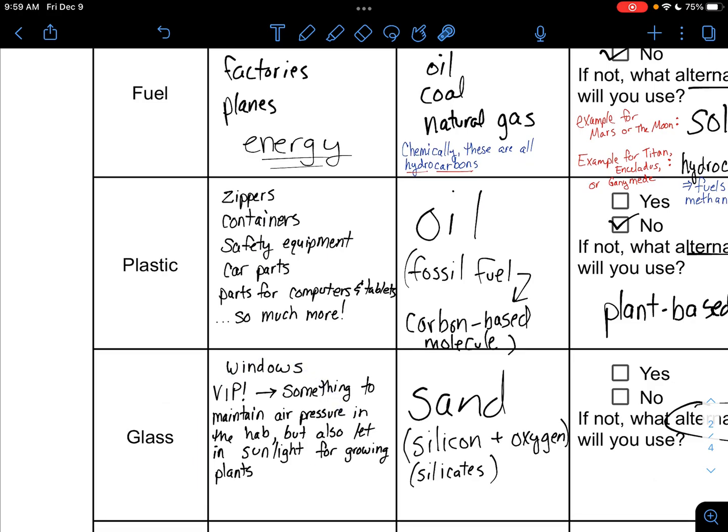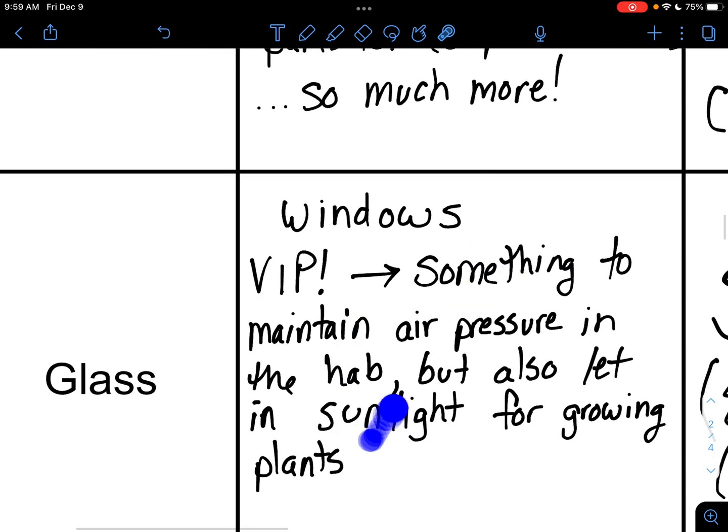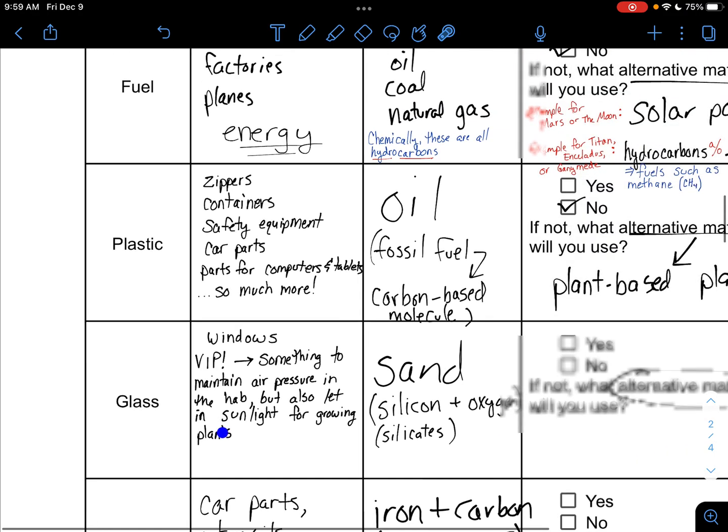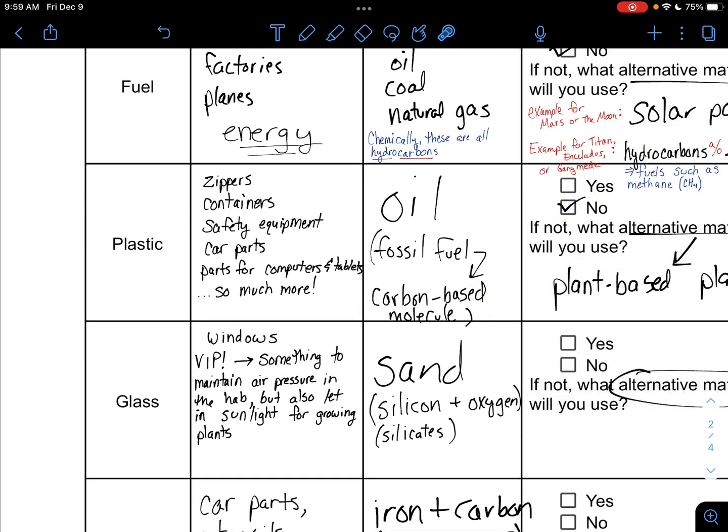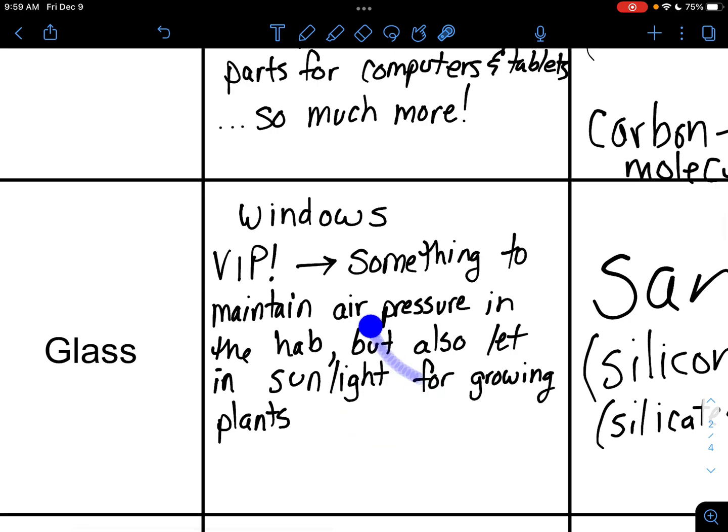Windows. Here's what's really important you need about windows. You've got to have something to maintain air pressure in your HAB. Airlock doors, pressurized windows. You've got to make it so that the gas doesn't escape. But you also are going to need something for sunlight to come through because you're going to have plants growing. We need the plants for things like this and for food. So you've got to have something that will let sunlight through but maintain the internal air pressure.